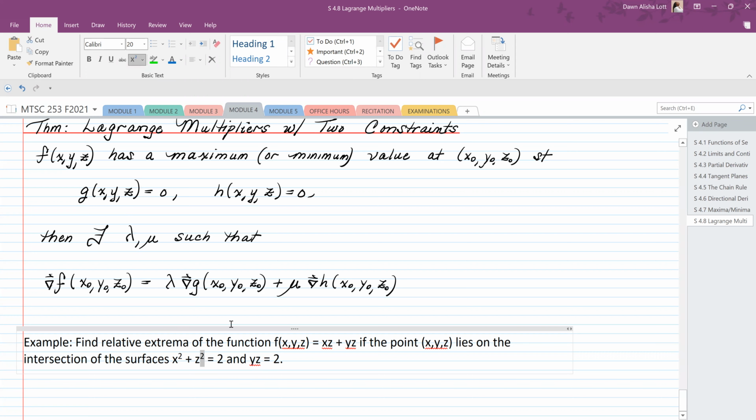All right, so I need to find the relative extrema, which means maximize and minimize the function f of x, y, z, which is equal to xz plus yz, if the point x, y, z lies on the intersection. So that means it's on two curves. It's on the first surface, x squared plus z squared is equal to 2, and it is on the second surface, which is yz is equal to 2. Okay, so now we need 3 gradients.